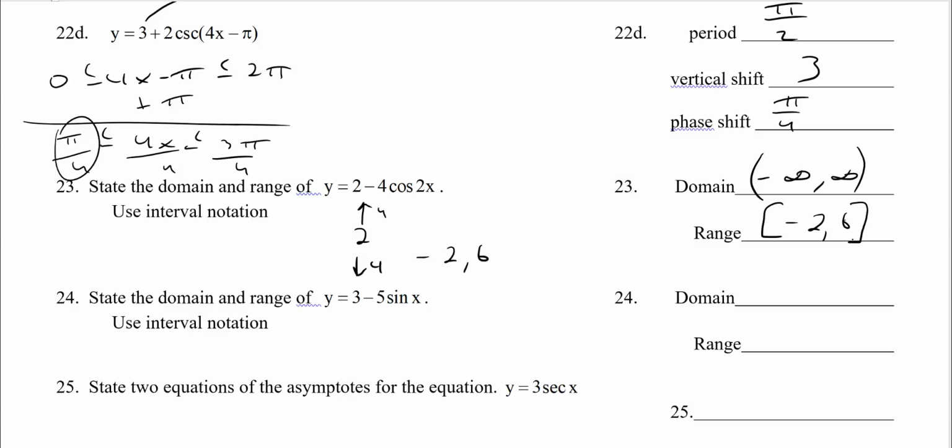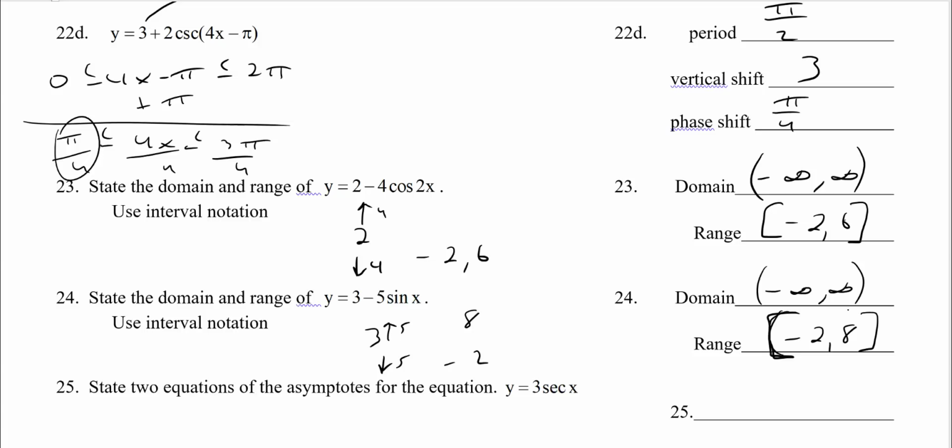Okay, same idea. Domain is negative infinity to positive infinity. And you're starting at 3, and you're going up 5 and down 5. So up 5 gives me 8, down 5 gives me negative 2. It's a bracket here as well, because you can be that value. So it's negative 2 to 8.